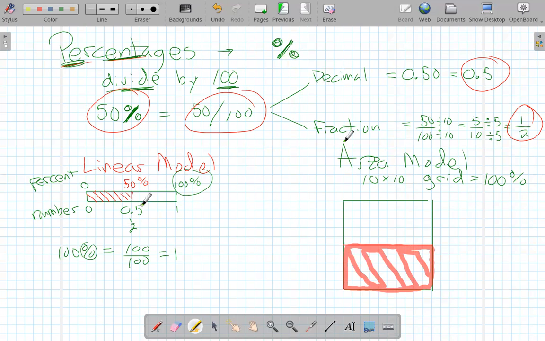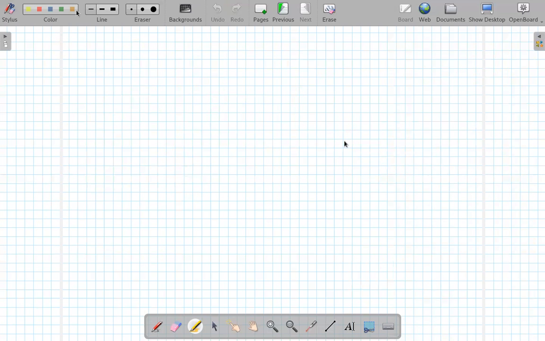Now, a percentage does not have to be less than 1. It could be greater than 1. So let's take a look at that. How about something like 120%? So we'll take a look at that in a linear model, and we'll look at that in the area model. If I'm going to use the linear model for this, then I need to know what 100% looks like. So I need to come out.